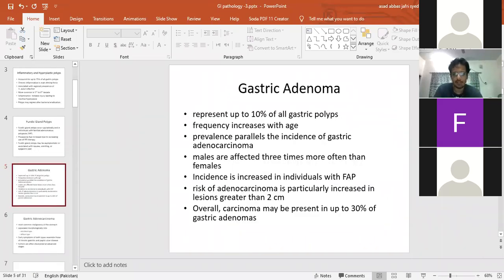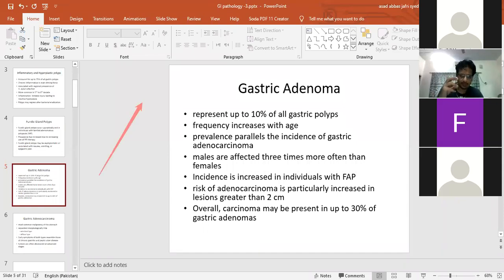Now, coming to gastric adenomas, they represent up to 10% of all gastric polyps. Frequency increases with age. Prevalence parallels the incidence of gastric adenocarcinoma. So, they are basically pre-neoplastic lesions, or precursor lesions. Better word would be precursor lesions. तो जिन populations में gastric adenoma कॉमन है, वहाँ usually advanced adenomas progress करके carcinoma को arise देते हैं.